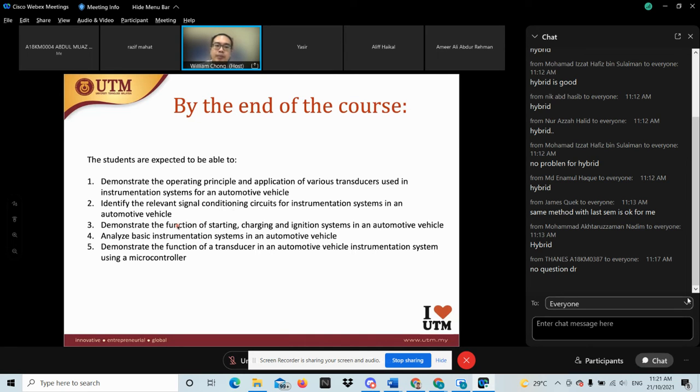And then for the second half, as I mentioned, we're going to look into starting, charging, and ignition systems. And then we're going to look into the basics of, for example, hybrid vehicles and electric vehicles. And then we're going to analyze electrical systems that will be part of the calculation. And then the project will involve the use of sensors and actuators based on a microcontroller. The microcontroller that we're going to go through in this class will be the Arduino Uno, to be specific.